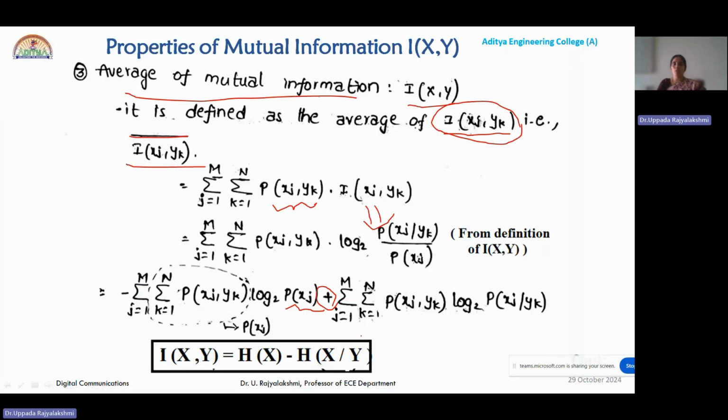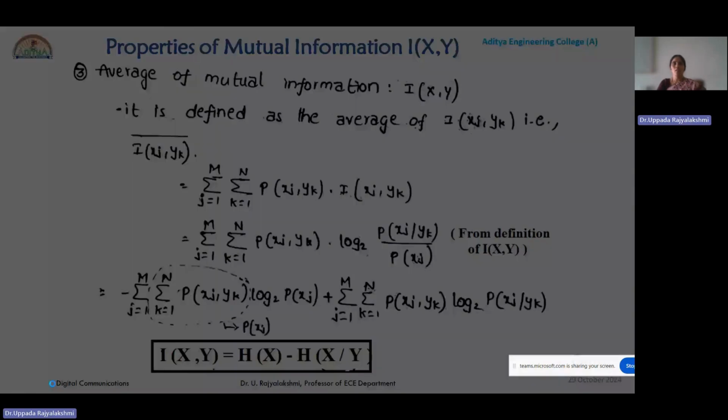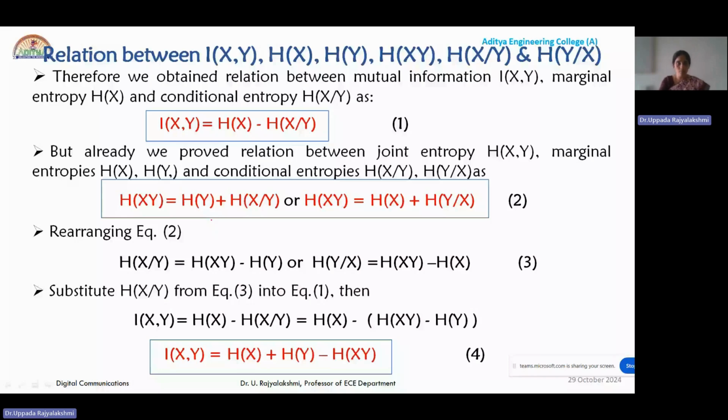Minus summation j is equal to 1 to m, k is equal to 1 to n, p of xj comma yk log p of xj by yk base 2. This is nothing but the conditional entropy of transmitter knowing the receiver. So h of x by y. So finally we have stated that average of mutual information is equal to h of x minus h of x by y. And similarly, from the Bayes theorem, we proved that h of xy, that is the joint entropy, is equal to h of y plus h of x by y or h of x plus h of y by x.